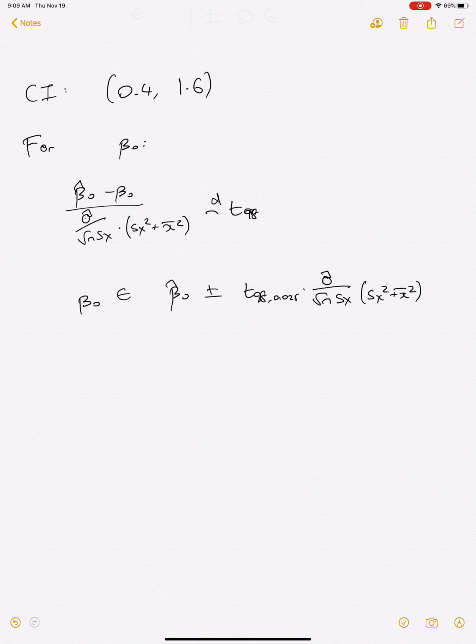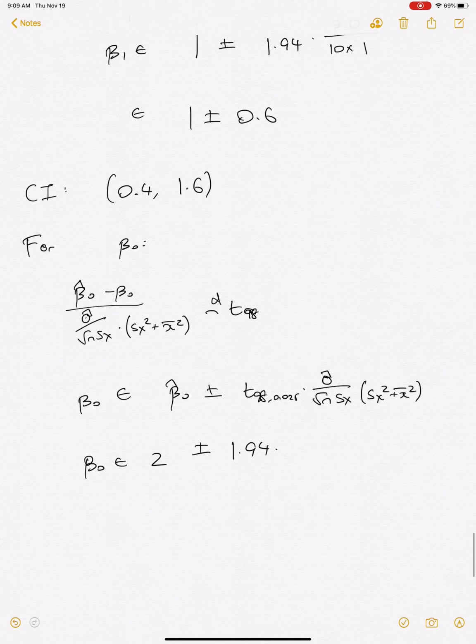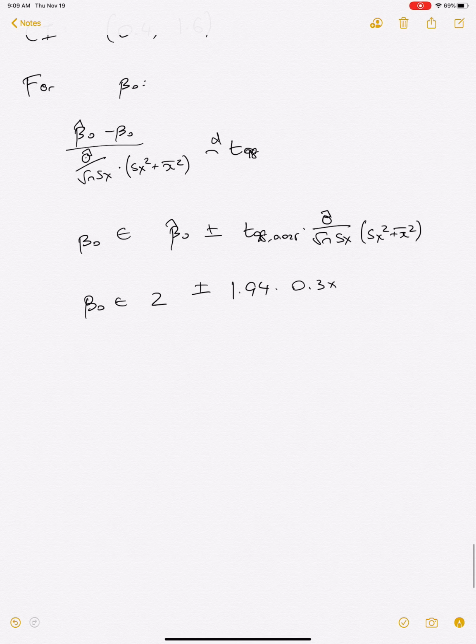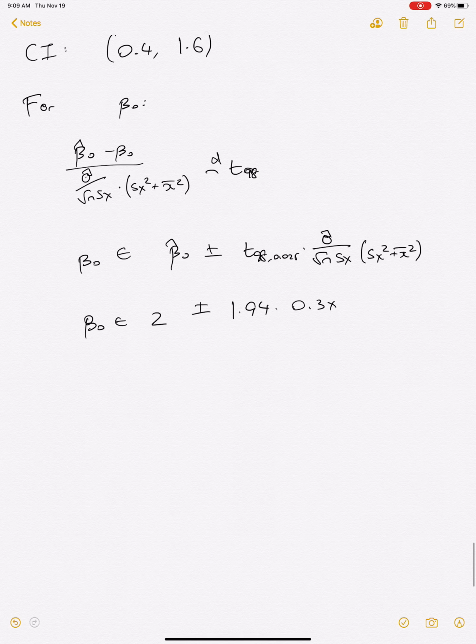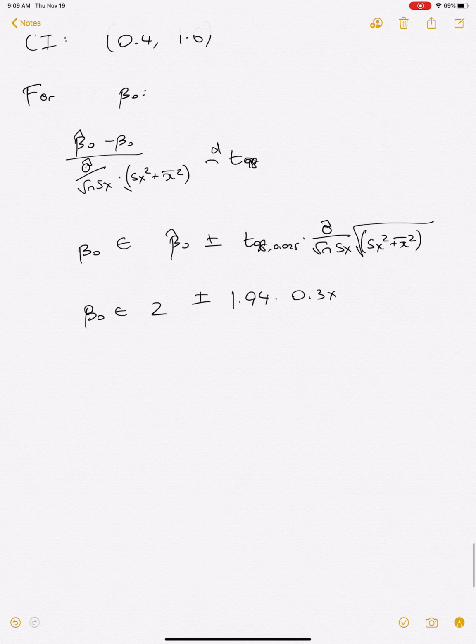Okay, and so now if we plug in the numbers, beta hat 0 is 2, so beta 0 is in 2, and then plus or minus, and we're again going to get 1.94, times about 0.3, and then the square root of sx squared plus x bar squared. I'm sorry, that's a mistake. So this should be times the square root of sx squared is 1, and so this is just going to be 1 plus 1. And so this is going to be 2 plus or minus 1.94 times 0.3, and then times about 1.4.